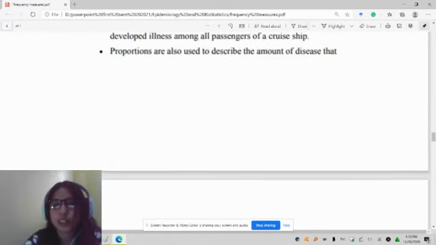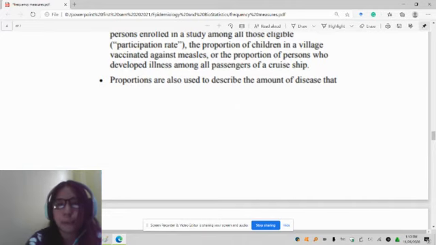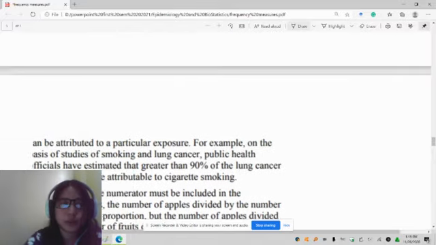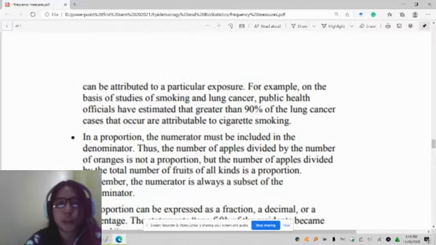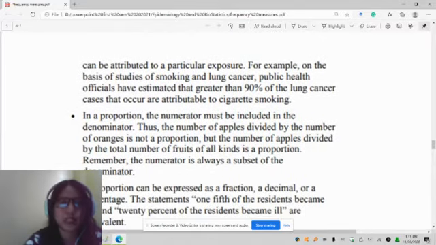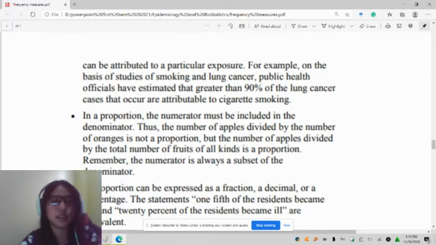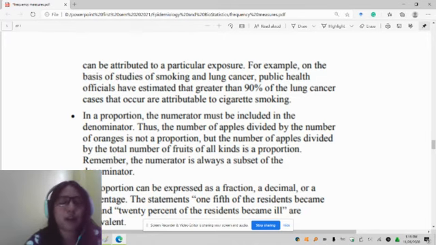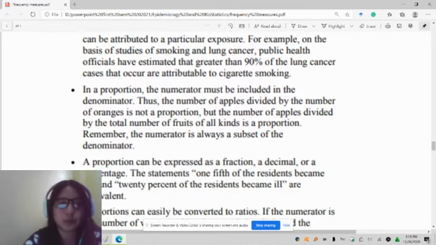So it describes the amount of disease that can be attributed to a particular exposure. An example of this is smoking and lung cancer. So we have an estimated value of 90% of the lung cancer cases that occur and are attributed to cigarette smoking.